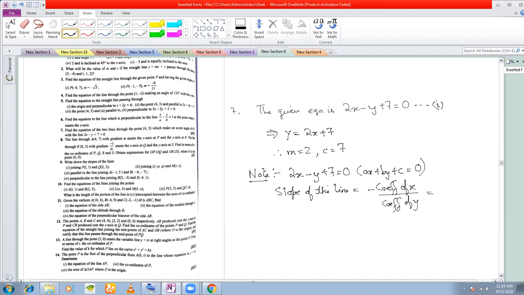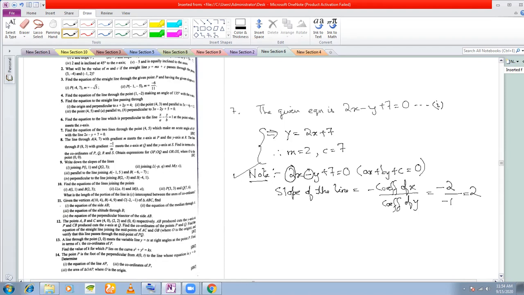Now, in this case, what is the coefficient of x here? It is 2. So minus coefficient of x is minus 2. And the coefficient of y here is minus 1. So you get simply 2. This is something that is very useful. You don't have to always write the equation in the form y is equal to mx plus c in order to find out the slope of the line. So if possible, please remember this. Otherwise, this is going to be a very long drawn way if the equation is a little twisted.